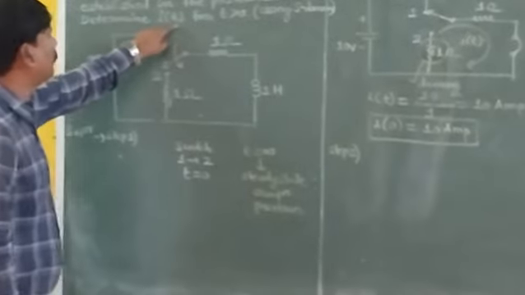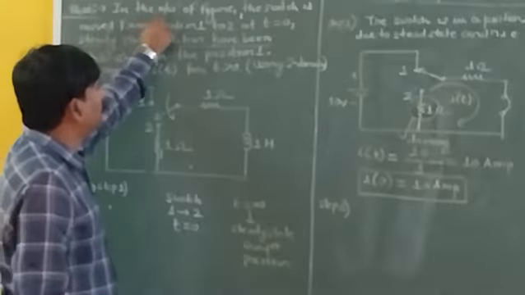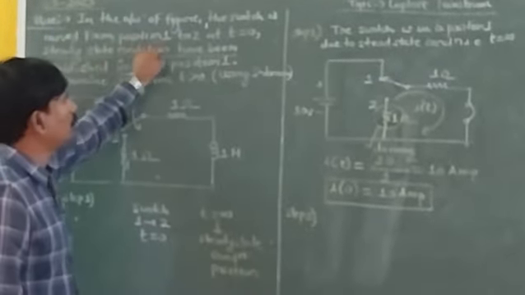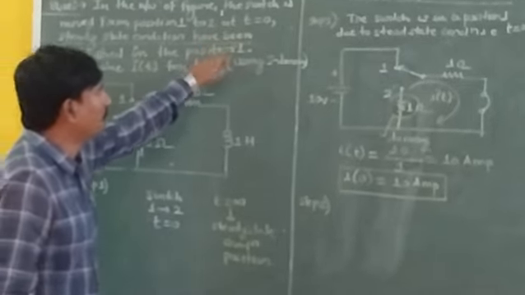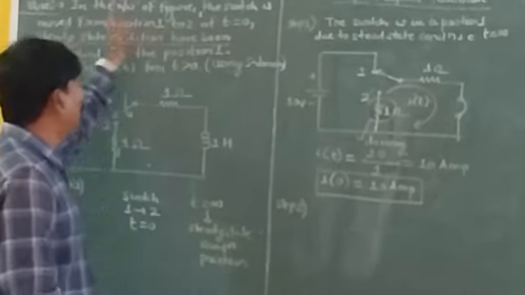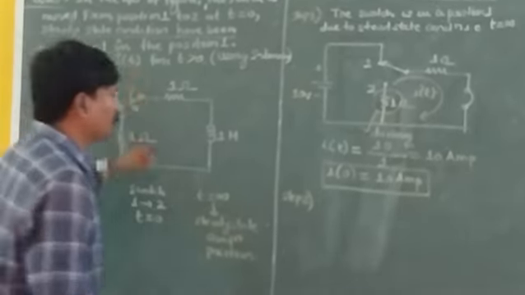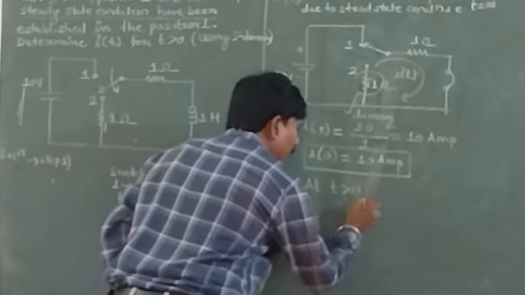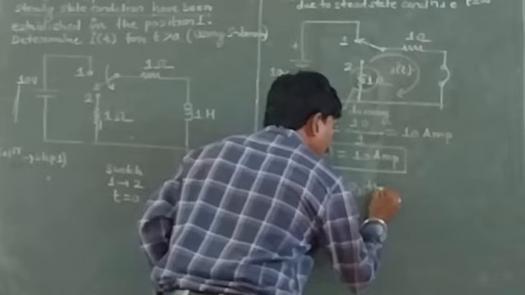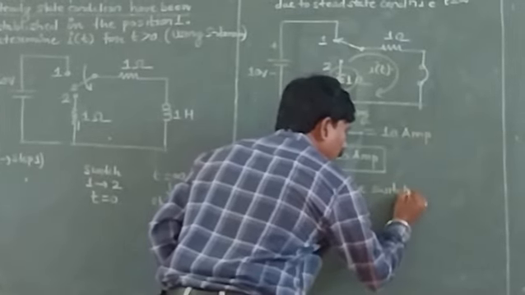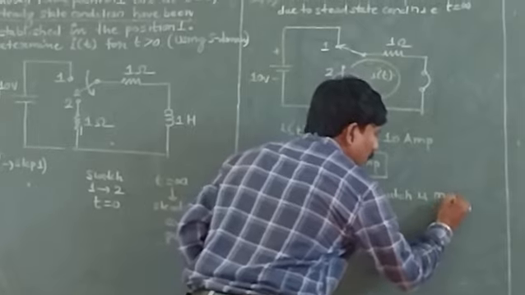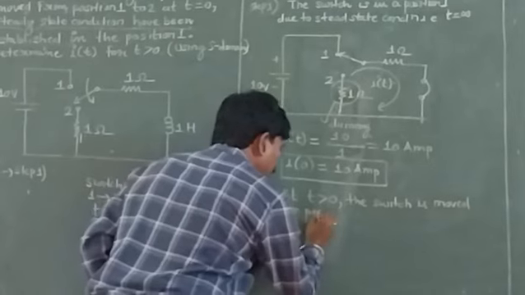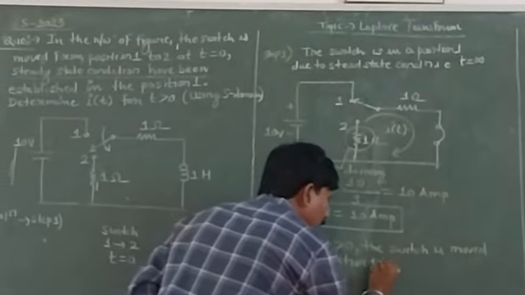So for this, we have to take the first statement, that is, in the network of the figure, the switch is moved from position 1 to 2 at t equals 0. Obviously, at t equals 0 plus, the switch will remain at position 2. So at t greater than 0, the switch is moved from position 1 to 2.